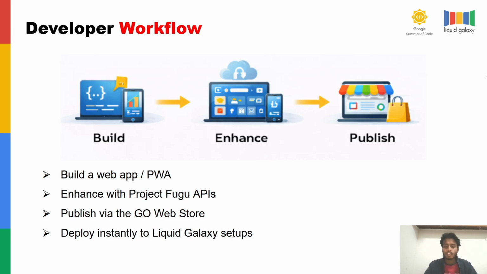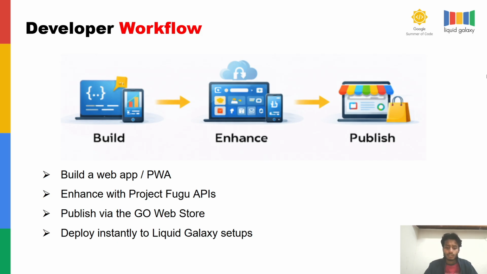The second step is to enhance the application using Project Fugu APIs. This is where the application becomes more powerful. Developers can selectively add file system access, device interactions, and background tasks only when needed. This keeps the application lightweight while still allowing advanced features.